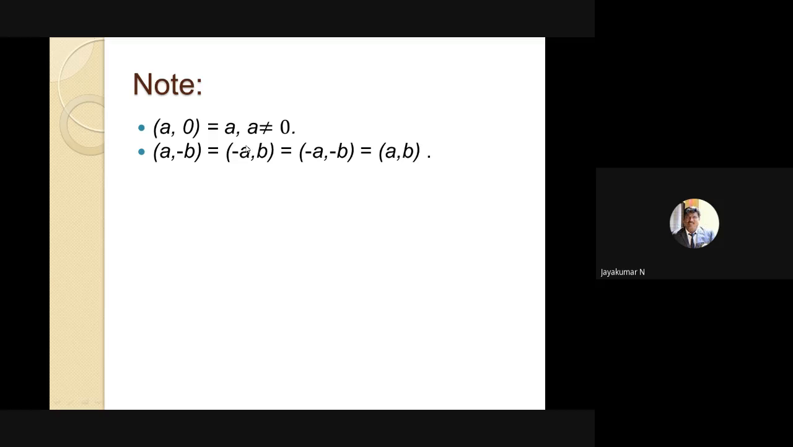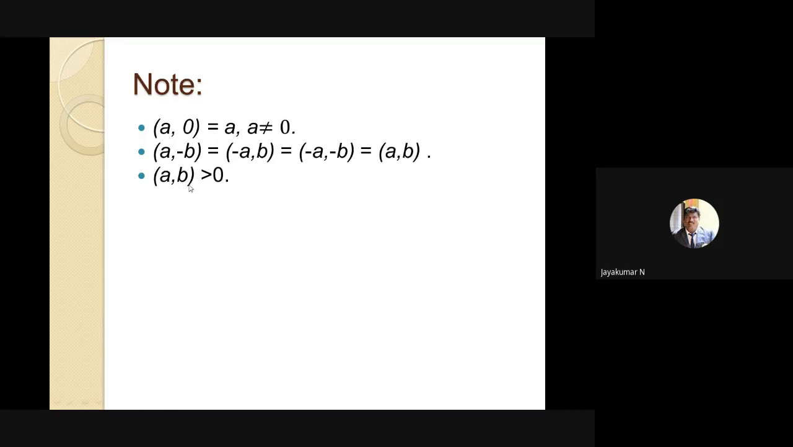Suppose we have four cases; in all four cases we reduce to two positive integers. If you want the GCD of a comma minus b, that is nothing but the GCD of a comma b. The GCD of minus a comma b is the GCD of a comma b. The GCD of minus a comma minus b is also the GCD of a comma b. If the problem has a minus symbol, remove the minus symbol and then find the GCD, that is, the greatest common factor.